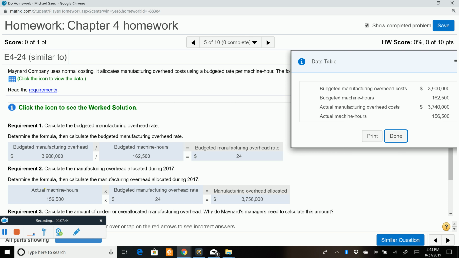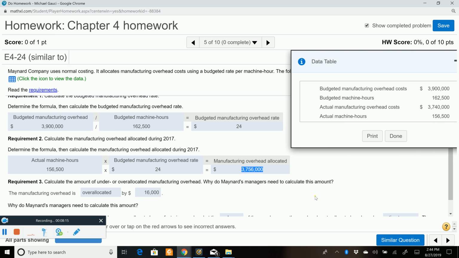So the next requirement is calculate how much overhead we are going to apply to the WIP account, knowing that our predetermined rate is 24. Well, what we'll do is take this 24 and multiply it by actual machine hours. The author told us over here on the far right, actual machine hours are 156,500. If you multiply that by the predetermined rate of 24, you get 3,756,000.